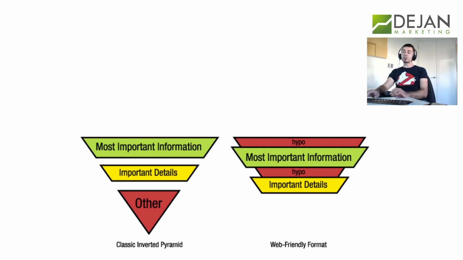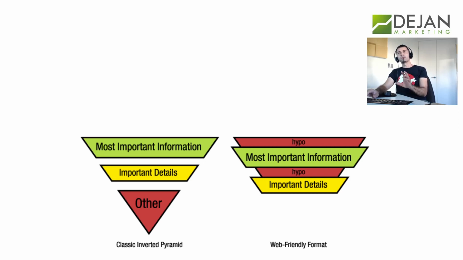And good news is the journalists have been doing this for a very long time. They follow the principle of inverted pyramid, and they put the most important information, the most salient points at the very top. So they almost start with a conclusion, and they go into most important details, and then all the secondary and tertiary information goes at the very bottom.